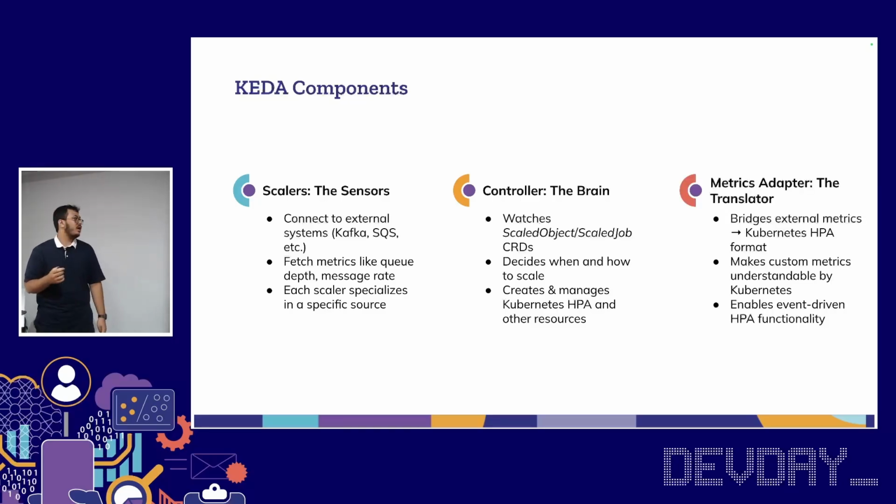And you have the third component, which is the metrics adapter. Now, whenever your scaler connects to your external source and gets some metric value, Kubernetes or the HPA cannot understand that metric value by itself. And for that, it uses this translator. It converts that metric value into a format that the HPA can understand. So these are the three components that are involved with KEDA.